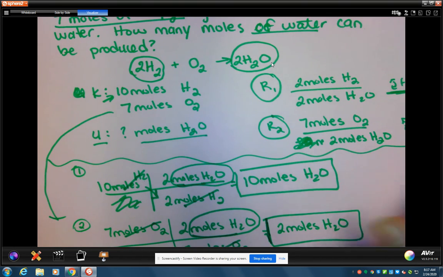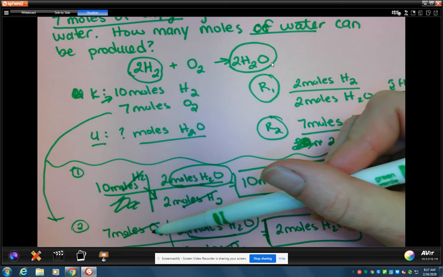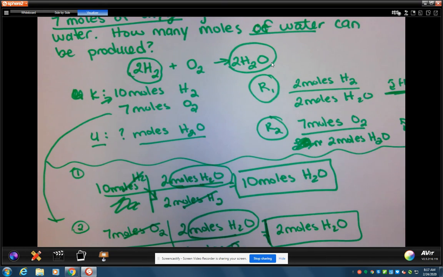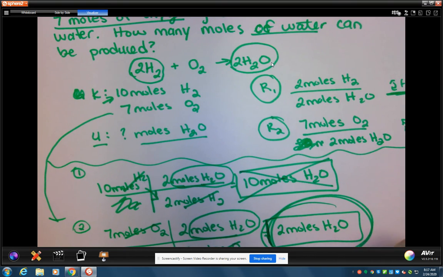Now I have 2 answers. I have 10 moles and I have 2 moles. So let me kind of talk about this with an analogy of cooking. If I have enough cups of milk to make 10 cakes, but I only have enough eggs to make 2 cakes, how many cakes am I really going to make? Well, I'm going to run out of eggs. I'm not going to be able to make 10. So this, the smaller answer, this is the only true answer. This is not an answer. That was just some work to make sure we're getting to the right answer. Your true answer of how much is produced is 2 moles.